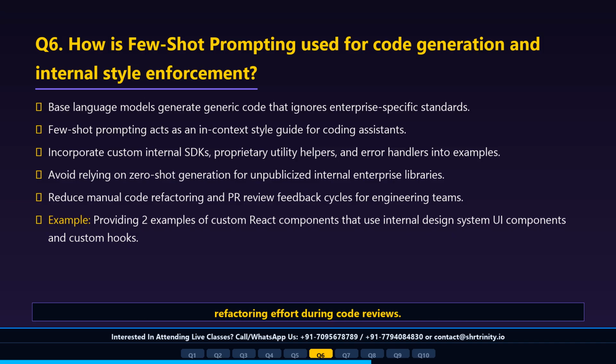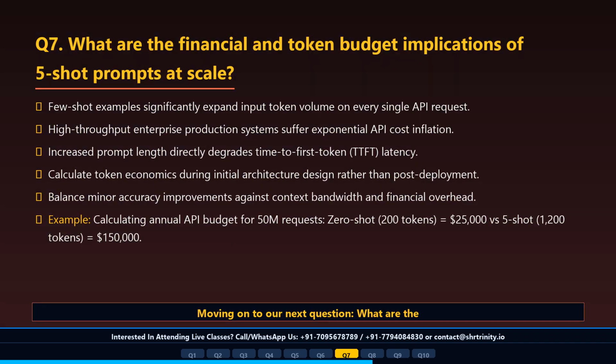Moving on to our next question, what are the financial and token budget implications of 5-shot prompts at scale? While adding few-shot examples consistently improves task accuracy, it comes at a steep financial and performance cost that engineers must calculate before pushing code to production.